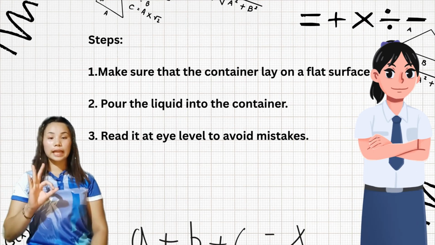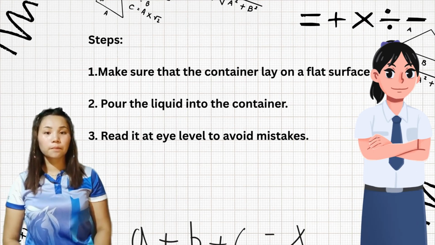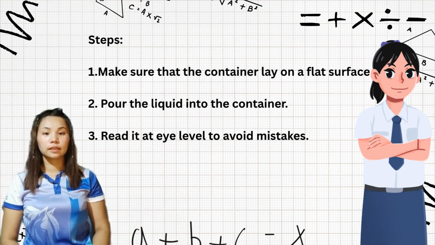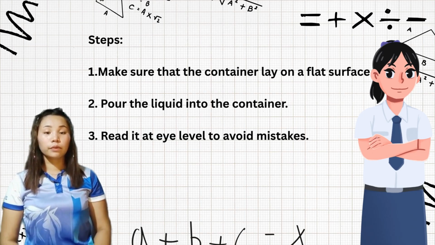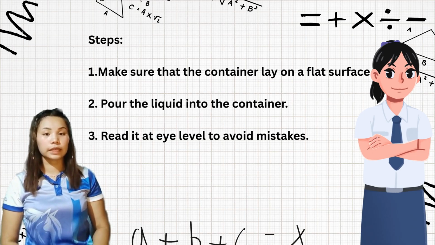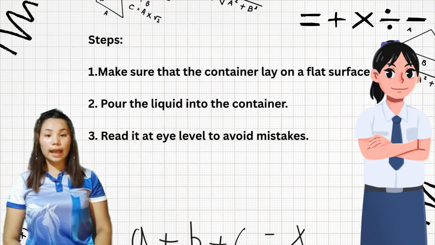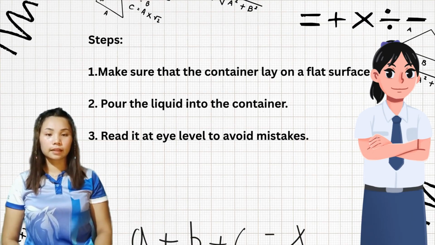We have 3 steps in measuring. First, make sure that the container lies on a flat surface. Second, pour the liquid into the container. Third, read it at eye level to avoid mistakes.